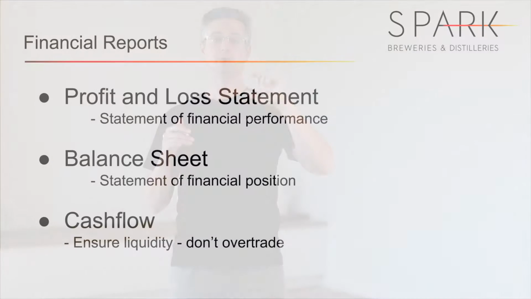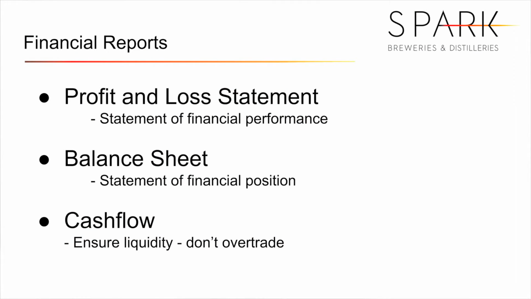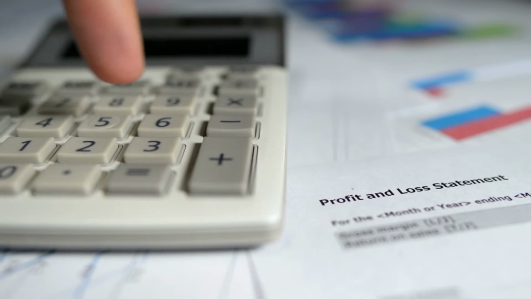Financial reporting. Financial reports are generally profit and loss statement, balance sheet, and cash flow. You generate these yourselves to manage your business, or your accountant provides you with them either quarterly or annually. Profit and loss statement is a statement of financial performance. It shows you how you've gone in terms of revenue and expenses over some period of time.